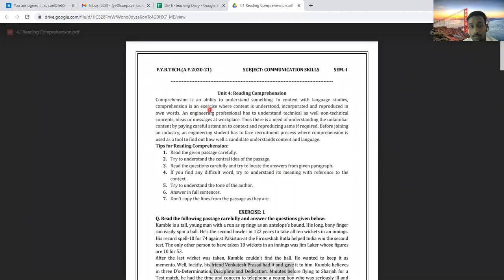Comprehension is an ability to understand something. So what is comprehension? Comprehension is nothing but your understanding. In context with language studies, comprehension is an exercise where content is understood, incorporated, and reproduced in one's own words. So first of all, you have to understand it, you have to grab it, and you have to reproduce it in your own words. An engineering professional has to understand technical as well as non-technical concepts, ideas or messages at the workplace.